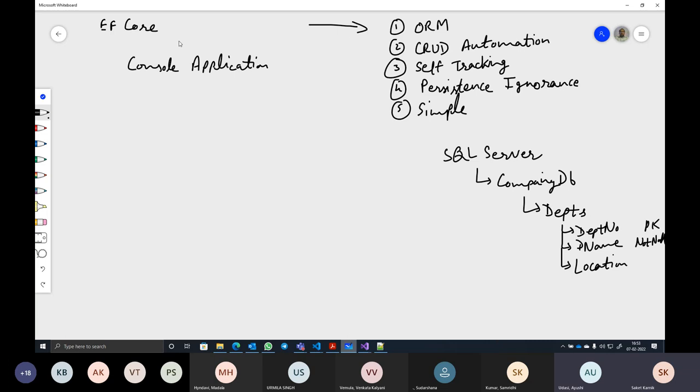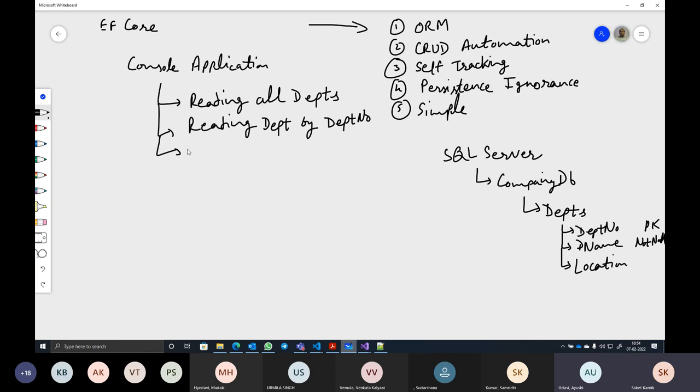The console application should have features for reading all departments, I mean all records, reading a department by department number, adding a new department, and updating an existing department. What can be updated? Name of department if written incorrectly or needs to be renamed, or location needs to be changed, right? These are updates.